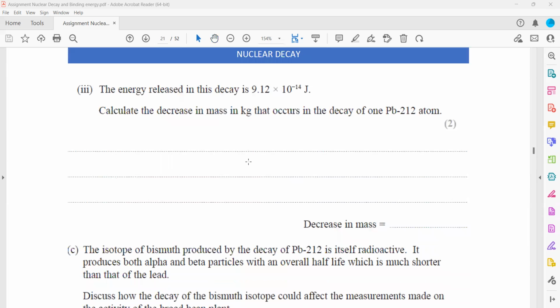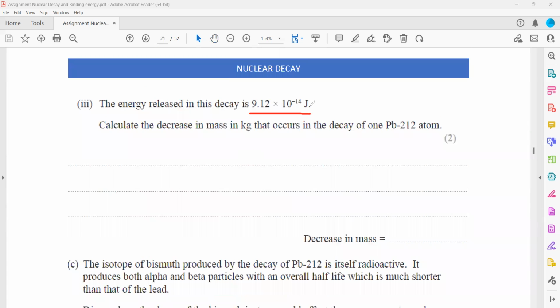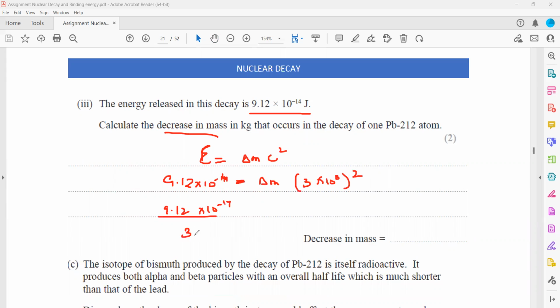The energy released in this decay is 9.12 × 10^-14 joules. Calculate the decrease in mass in kilograms. We have the formula E equals mc squared. The energy should be in joules whenever we use this formula. The change in mass we don't know, and the speed of light is 3 × 10^8 squared. So it will be 9.12 × 10^-14 divided by (3 × 10^8) squared, which gives delta m. This gives us how much the mass has changed. It is 1 × 10^-30 kilograms.